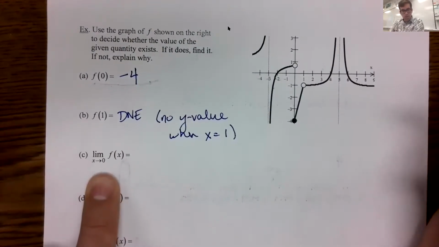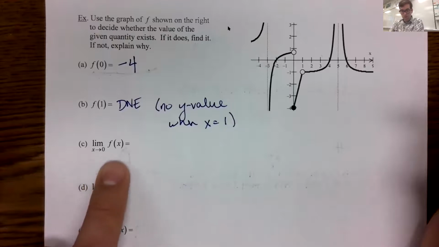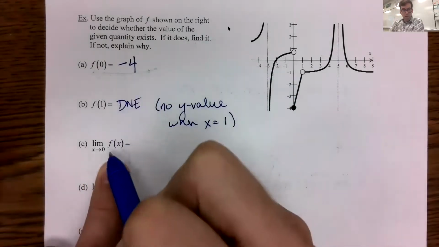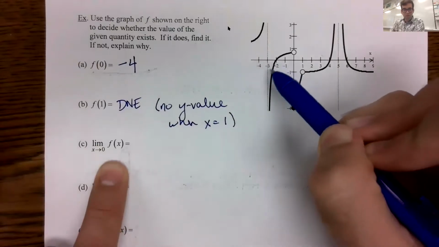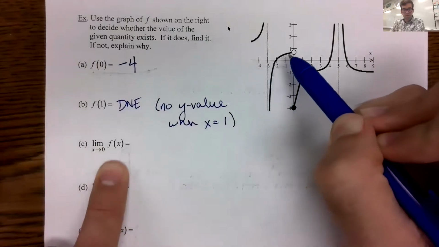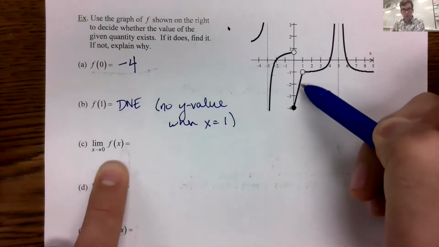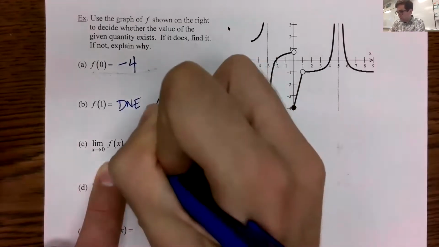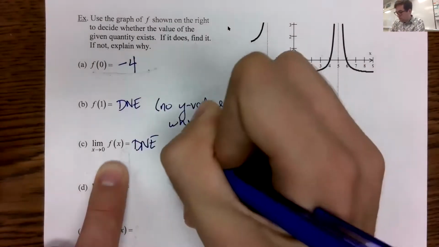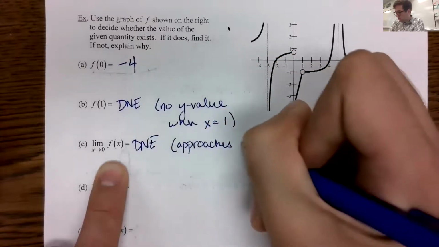For letter C, then, this is our first limit. So now we're looking for the limit as x approaches 0 of f of x. We already did f of 0, but now we're doing a limit as x approaches 0. Now from the left, we're approaching something between 0 and 1, and from the right, we're approaching a y value of -4. So this does not exist because it approaches two different numbers.